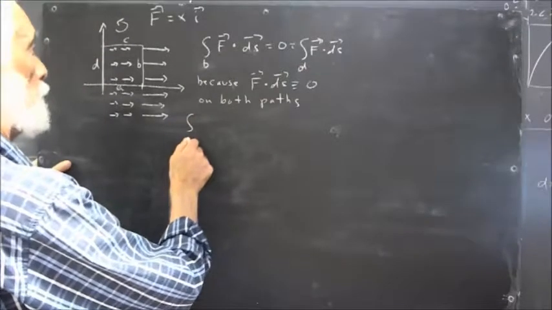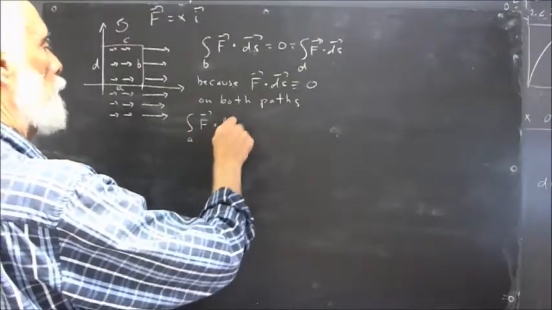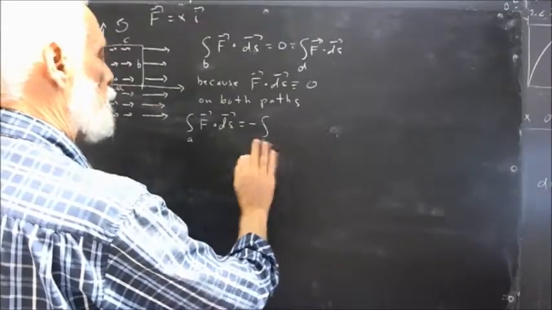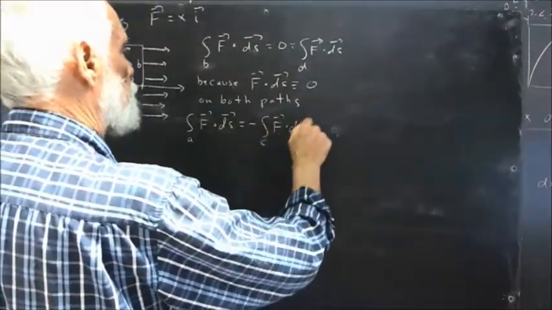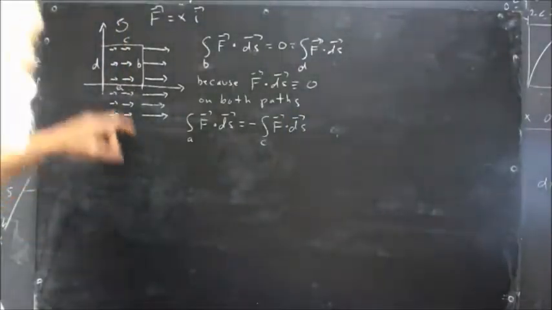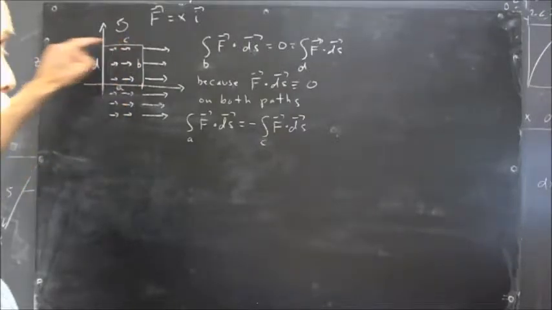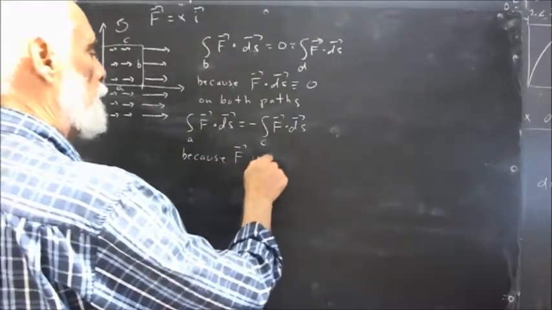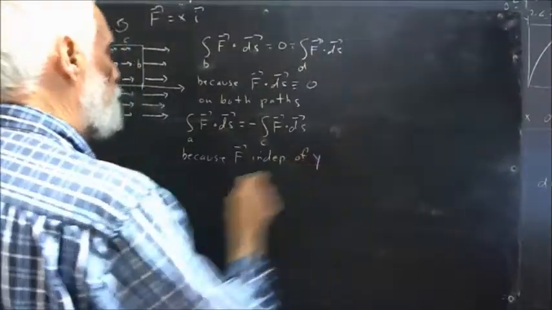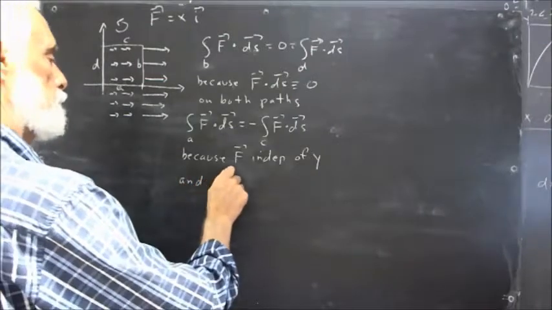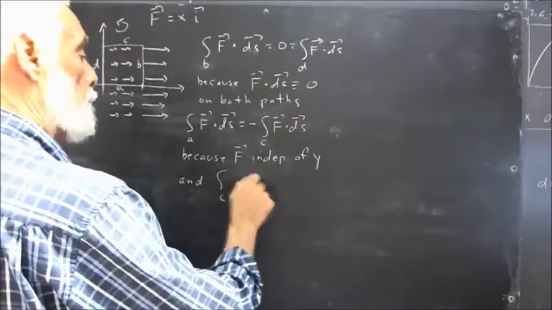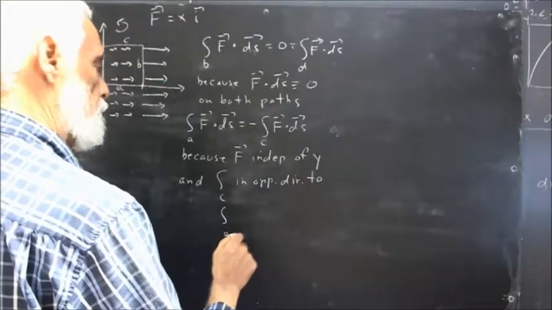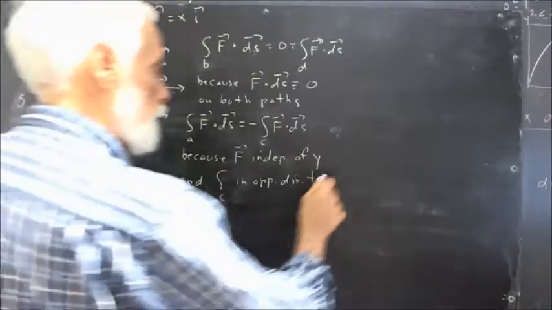The integral over A of f dot ds equals the negative of the integral over the C path of f dot ds, because f has the same values along A and along C. So f is independent of y. And the integral along C is in the opposite direction to the integral along A.